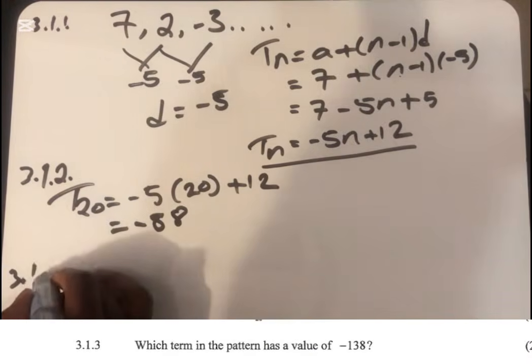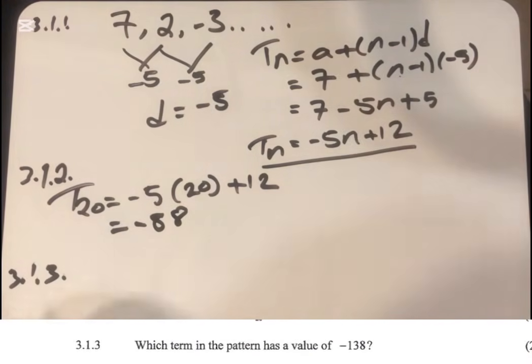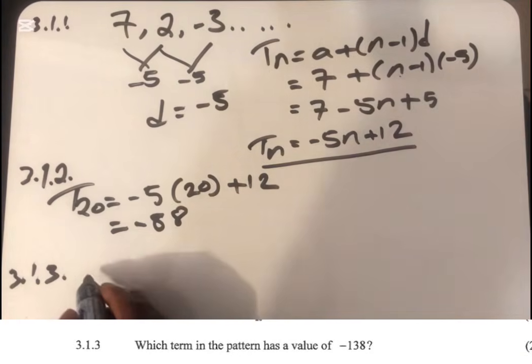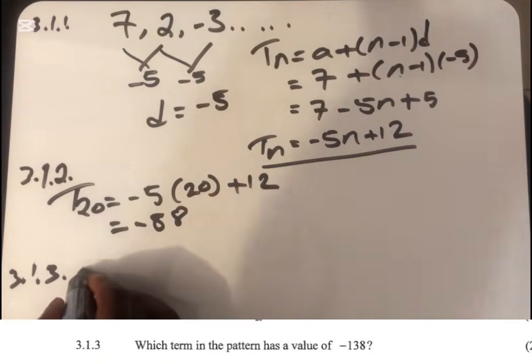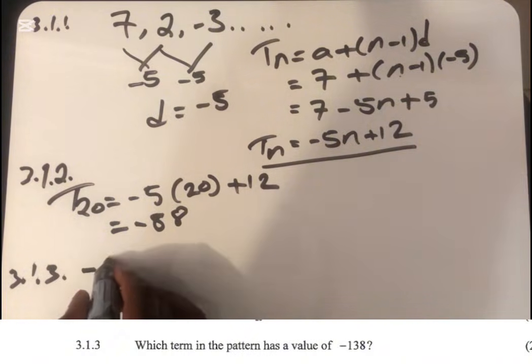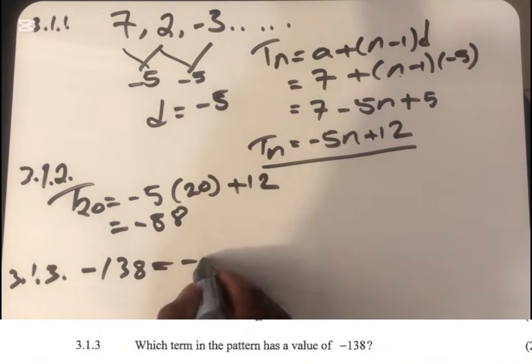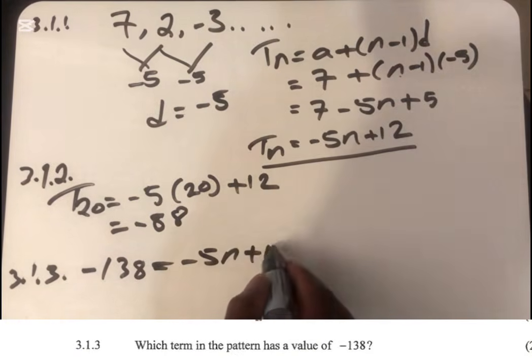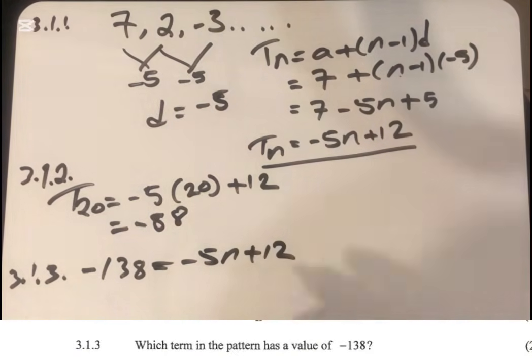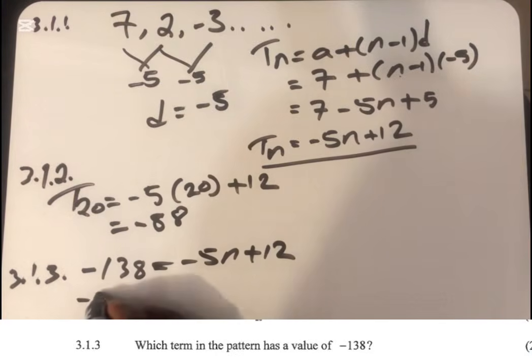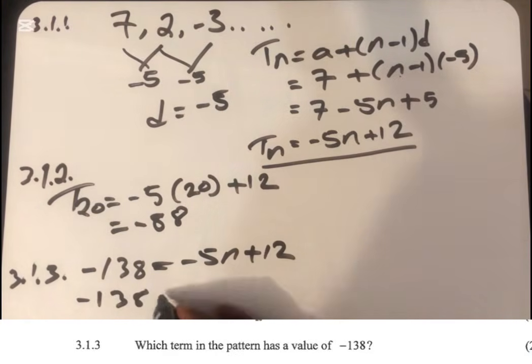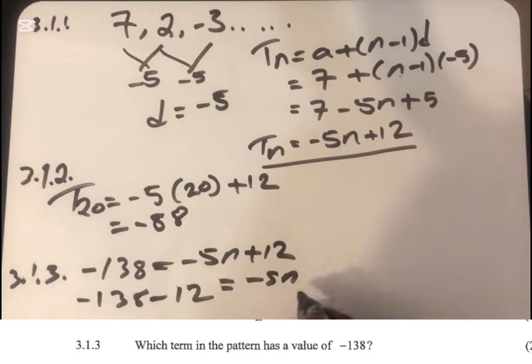And then 3.1.3. It says which term in the pattern has the value of negative 138. So now they've given us this as our Tn. We are now going to say negative 138 is equal to negative 5n plus 12. We solve for n in this case. 12 to the other side, when we transpose 12 it's going to be negative 12, is equal to negative 5n.